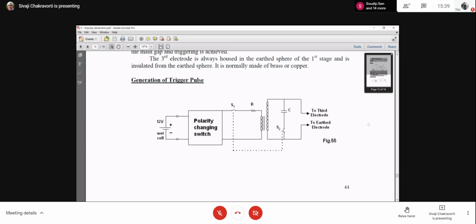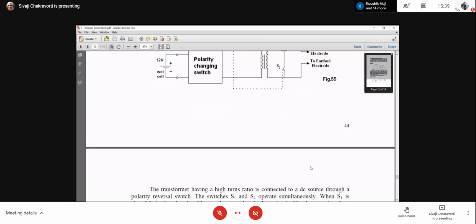So a pulse will be generated. Typically, the turns ratio of this pulse transformer will be kept in such a way that a 10 kV or 12 kV pulse will be generated. Now, since an impulse can be both positive and negative, the third electrode needs to be either positive or negative. So we have a polarity changing switch, which very simply changes the polarity of the DC voltage. Accordingly, the direction of current in the primary will change and the voltage induced in the secondary will be of the opposite polarity. So this is how this trigger pulse is generated.